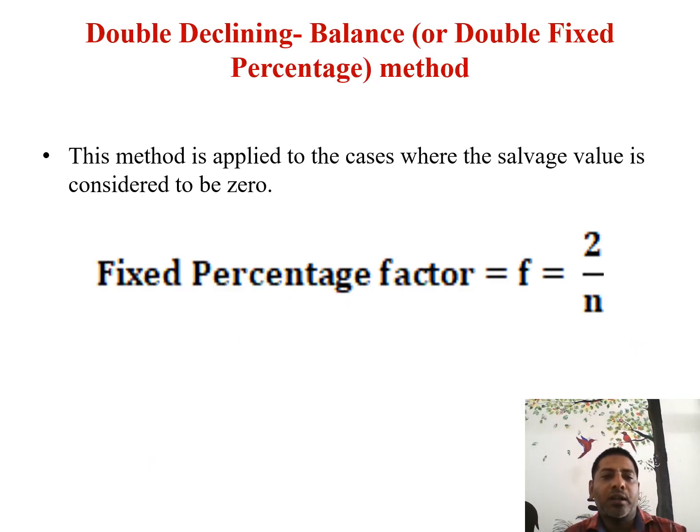Next, we see the double declining balance method. It's nothing but a double fixed percentage. This method is applicable to cases where the salvage value is considered to be 0. That is the formula for the fixed percentage factor F equals 2 by n.